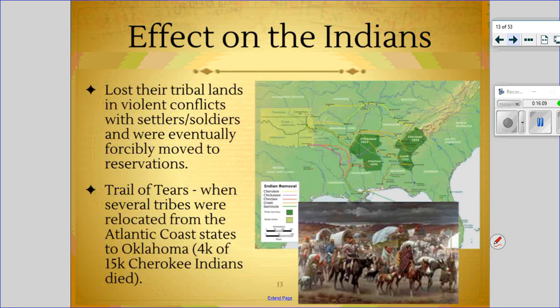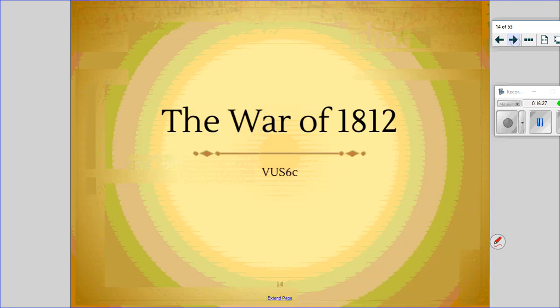Thousands of Cherokee Indians died on this forced march. Imagine very young and very old people forced to walk from here to Oklahoma. How many of them are going to survive, right? And so this is a very, sort of, stain on American history. It's a very tragic episode.